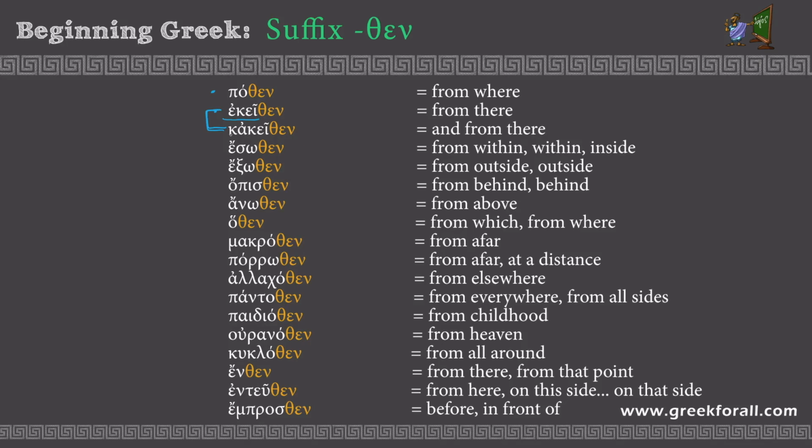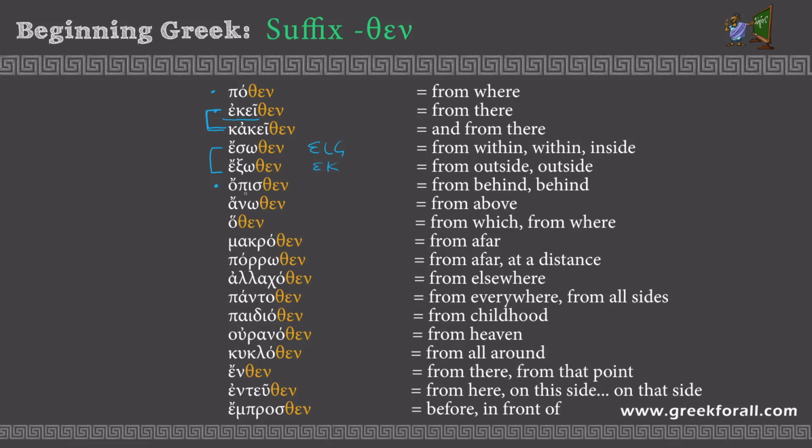We just have an extra prefix here, kai, and from there. Esōthen and exōthen, these two words also come in pair. They come from the prefix eis, into, and from the prefix ek, from or out of. So esōthen means from within, inside, and exōthen is the opposite of it. It means from outside or just outside, depending on the context.